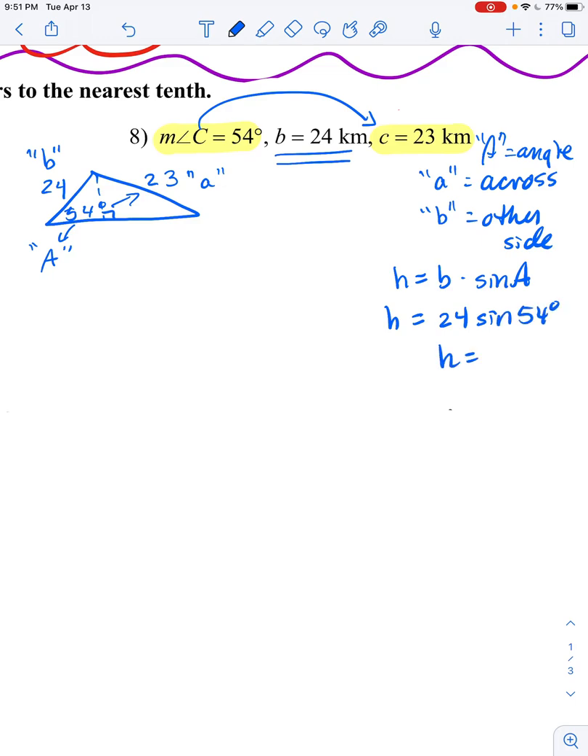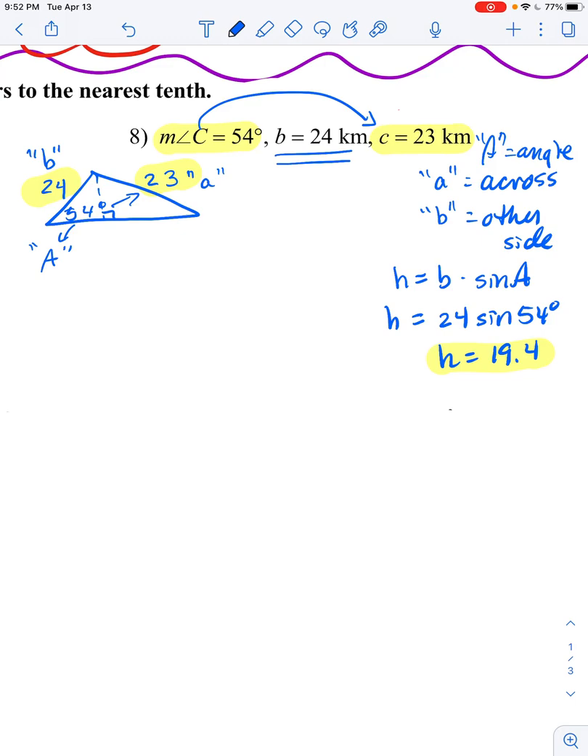So the height is going to be, and I'm struggling because I don't have a calculator at home. So I'm trying to use my phone, which is really not ideal for me. So 24 sine 54. So I'm ending up with a height of 19.4. So at this point, that's the only math I've done. Everything else is eyeball activity.